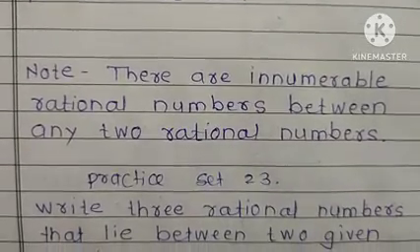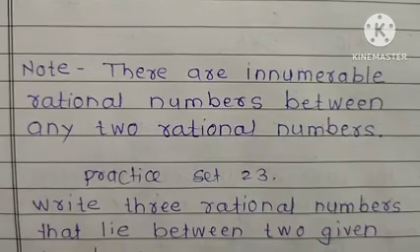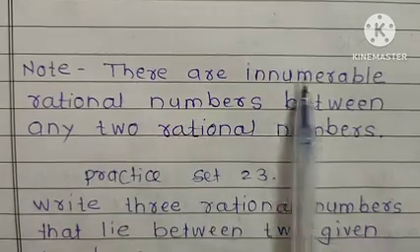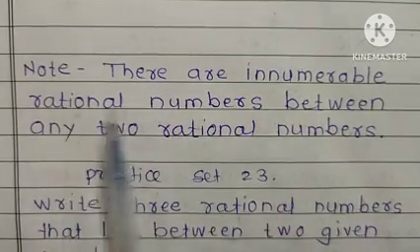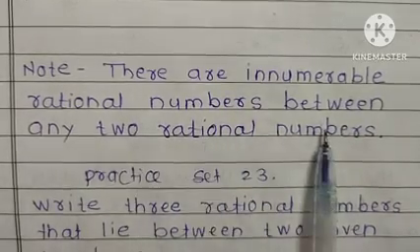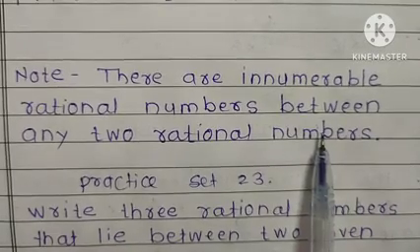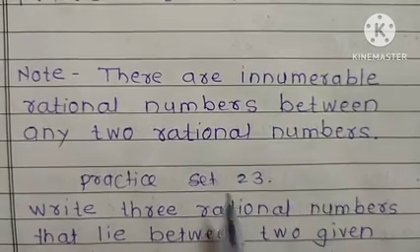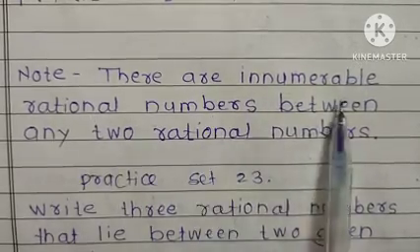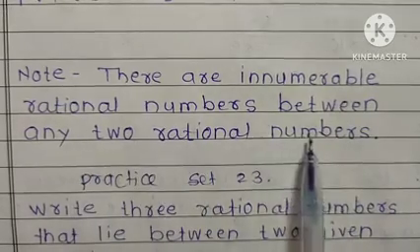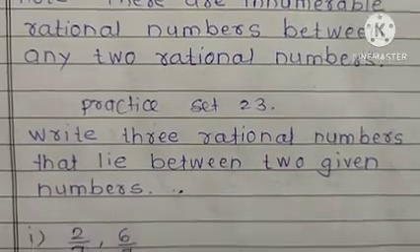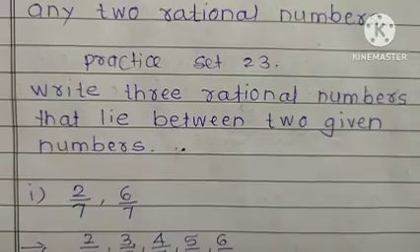Before going to start Practice Set 23, we should know there are innumerable rational numbers between any two rational numbers. This means what? There are so many rational numbers between any two rational numbers. So, let us start Practice Set 23.